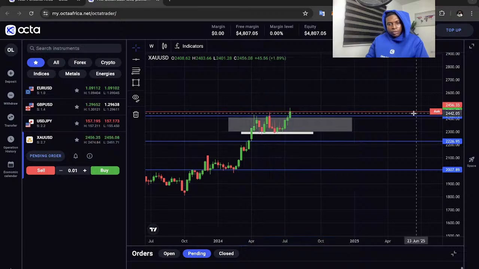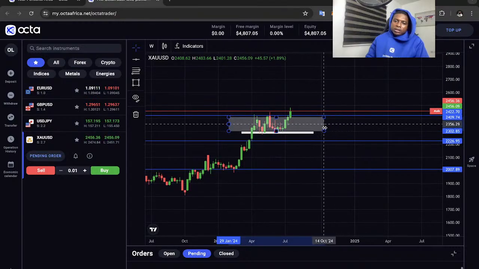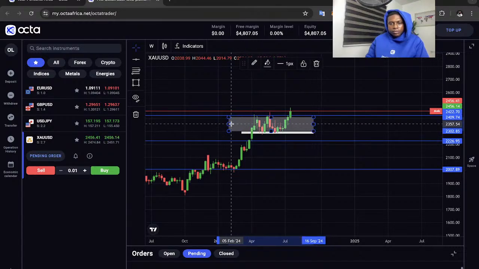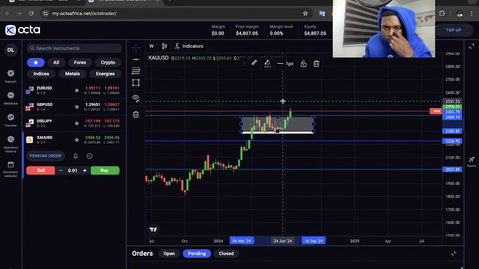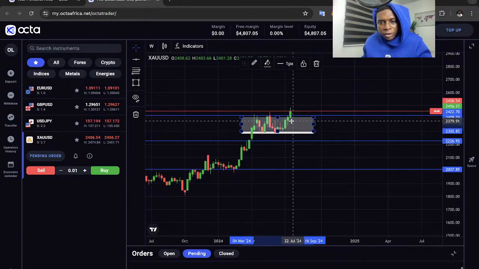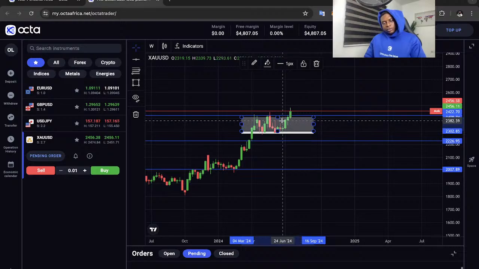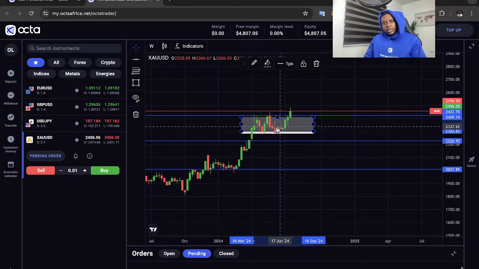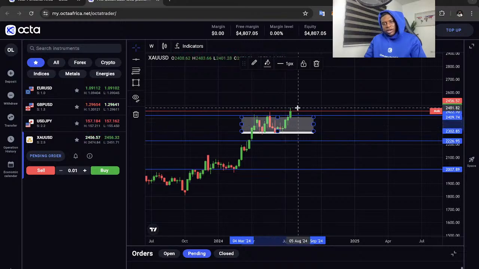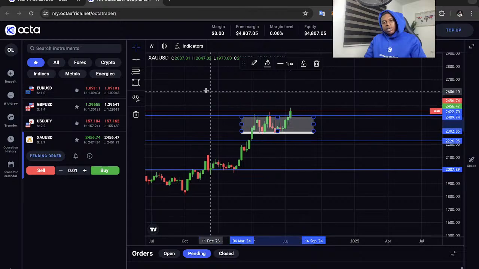Good. So you can see here now that price is trading above the previous close, which means there has been a breakout. A breakout has occurred after this consolidation happened. This consolidation lasted for a few weeks, and then a breakout happened. Now, what happens when there is a breakout?